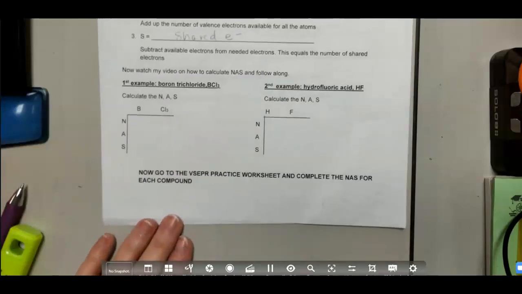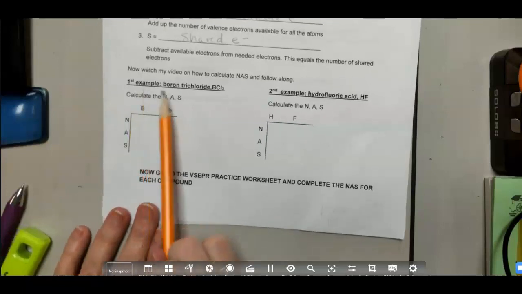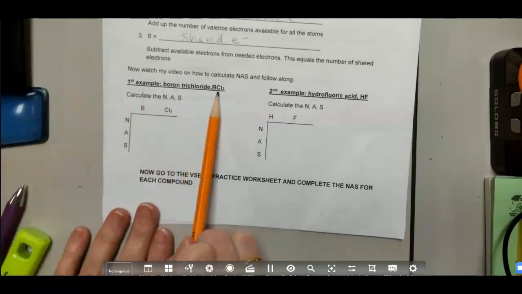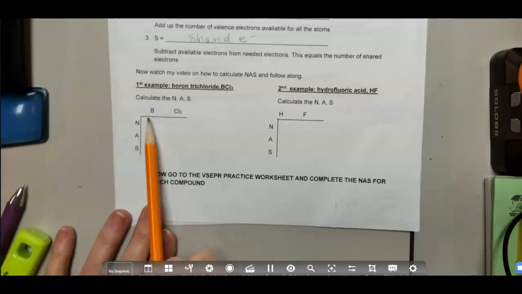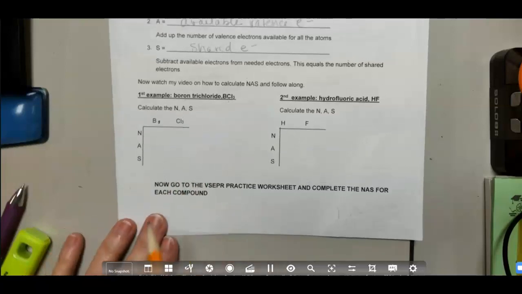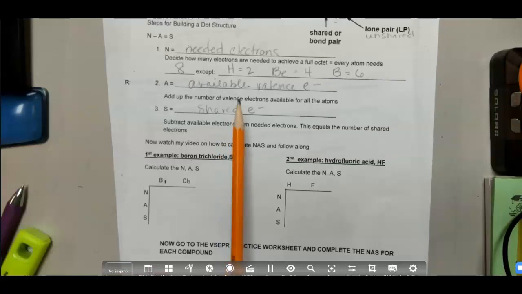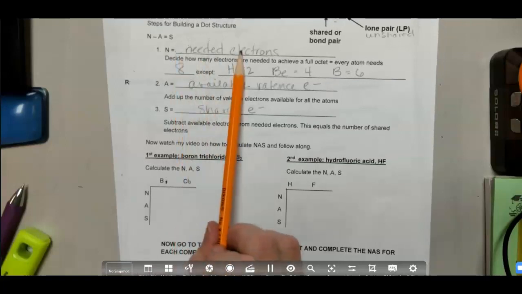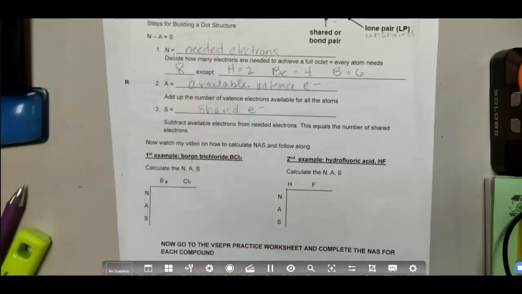Okay, now we are ready to calculate NAS. The first example here is boron trichloride, BCl3. Notice I've put the B here, and there's only one of them. Remember, there's an understood one there. And there's 3 chlorine. So when we do our needed electrons, needed electrons is N. It helps to know how many atoms of each we have.